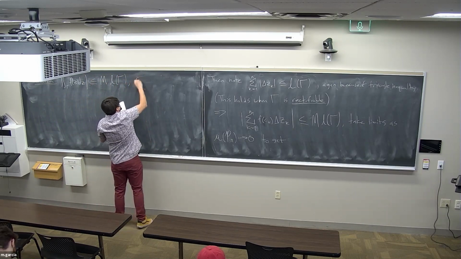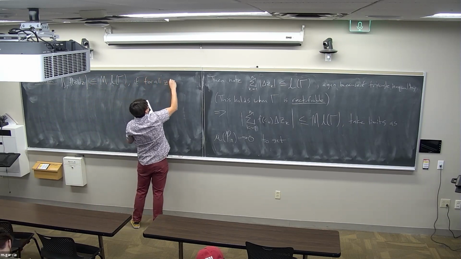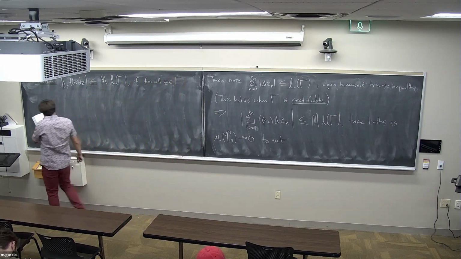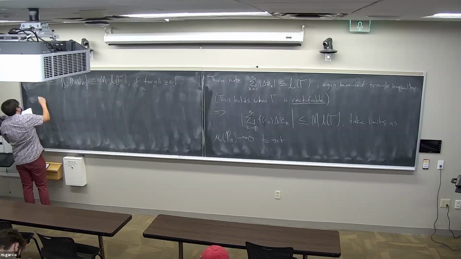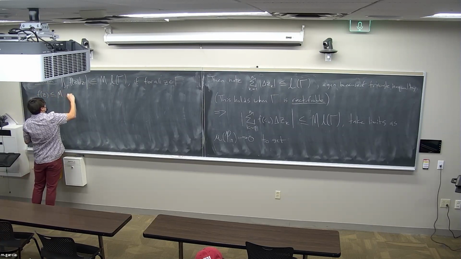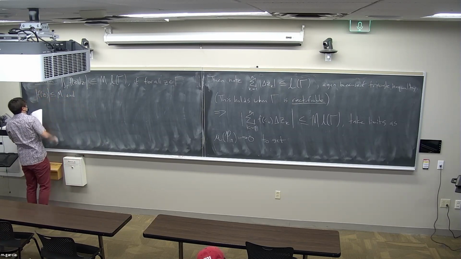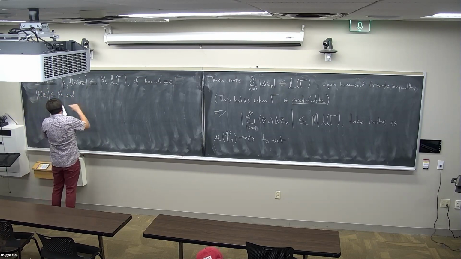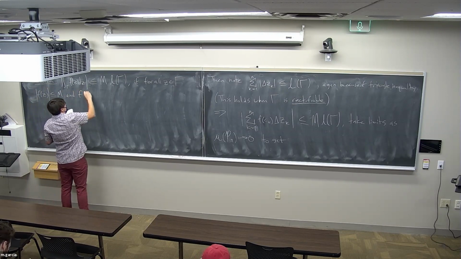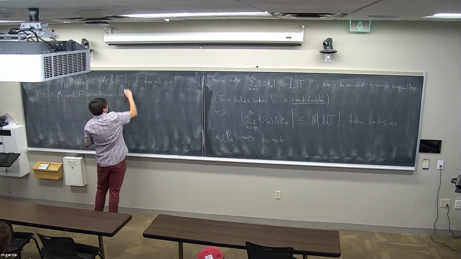Of course, let me just restate my assumptions. If for all z in gamma, the modulus of f of z is less than or equal to M, and f is continuous on gamma.